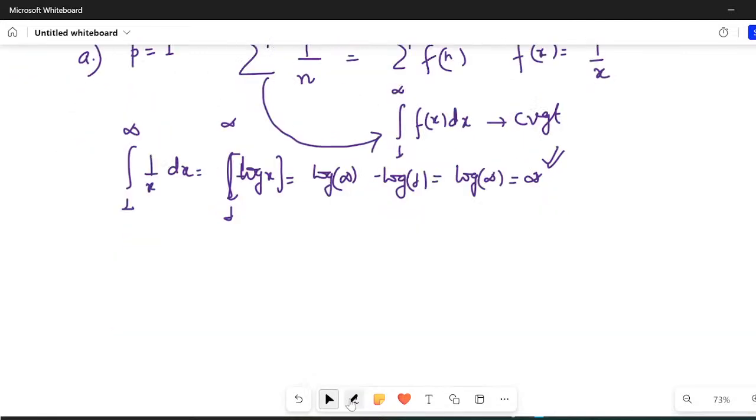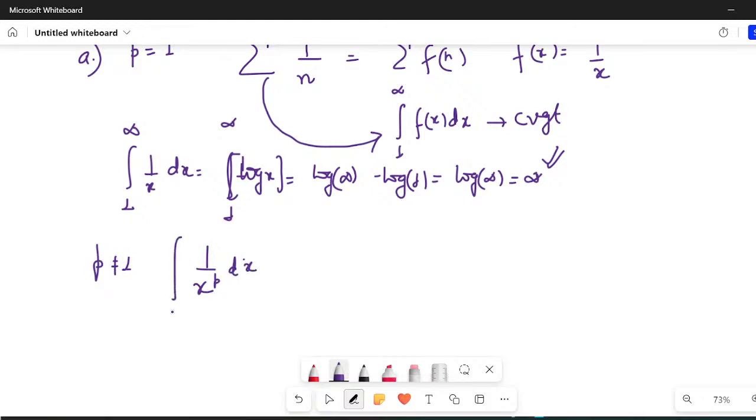Now what do you think about other cases when p is not equal to 1? So if p is not equal to 1, then this integration would be this, from 1 to infinity. And this integration, I think it's easy to find, would be x to the power 1 minus p divided by 1 minus p, where p is not equal to 1.